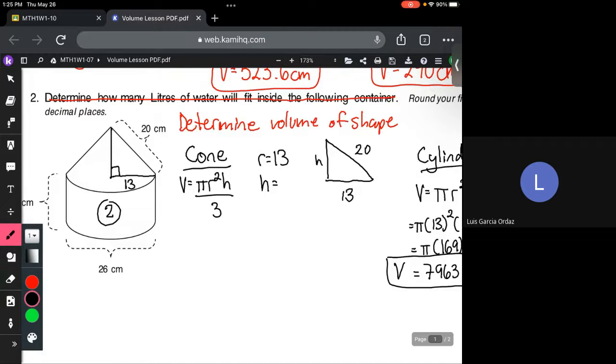So how am I going to find the height using the Pythagorean theorem, Laura? Okay, so you do 20 to the power of 2 minus 13 to the power of 2, which equals h to the power of 2. Okay, perfect. So 20 to the power of 2 is 400. 13 squared is 169. Is equal to h squared. So what's 400 minus 169?